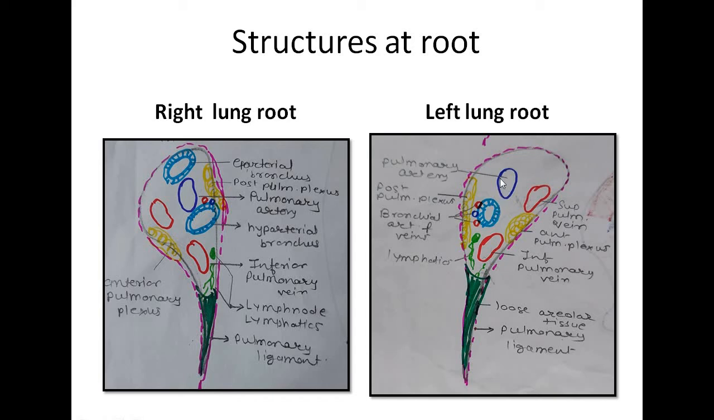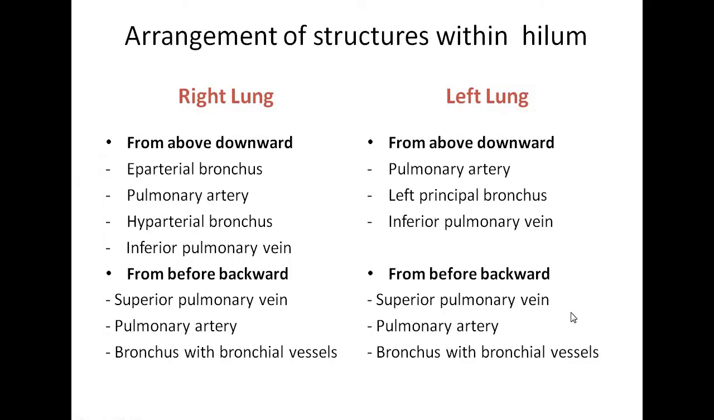So the sequence from above downward is pulmonary artery, bronchus and inferior pulmonary vein. While from before backward, that is anterior to posterior, the structures are arranged: superior pulmonary vein, pulmonary artery, and posterior most is the bronchus. So these are the sequences above downward and before backward. Now we have seen the arrangement of structures within the hilum, above downward and before backward.